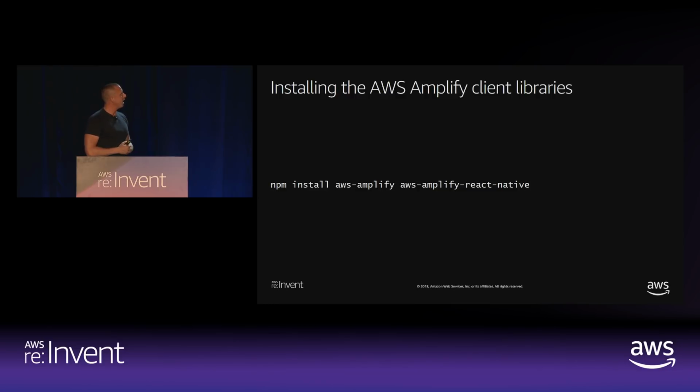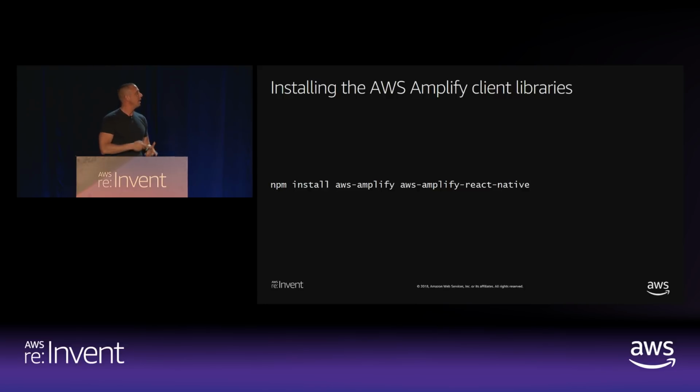So to use the Amplify libraries in your application, you just need to install them like you would any NPM module. So here we have what that would look like, npm install aws-amplify, the core library, and then you would need to install aws-amplify- the framework that you're looking to support.